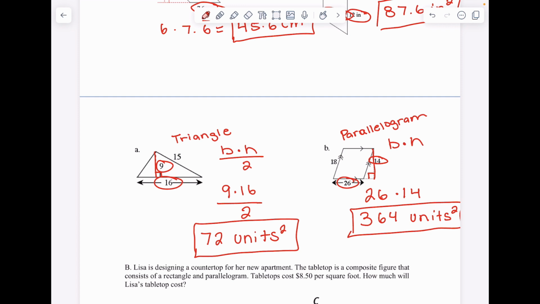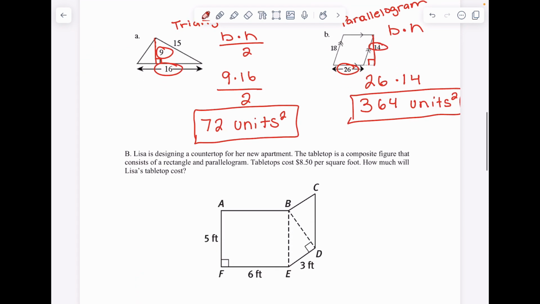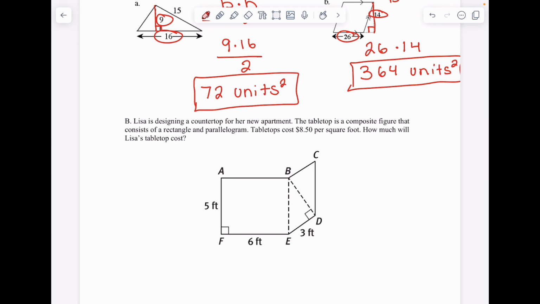Let's see how we can use our knowledge of finding area to answer a real-world problem. So Lisa is designing a countertop for her new apartment. The tabletop is a composite figure that consists of a rectangle and a parallelogram. Tabletops cost $8.50 per square foot. How much will Lisa's tabletop cost? So, in order to find out how many square feet is Lisa's tabletop, we first have to find the area. And then once we know the area, we can multiply the cost of the tabletop per square foot times the area.